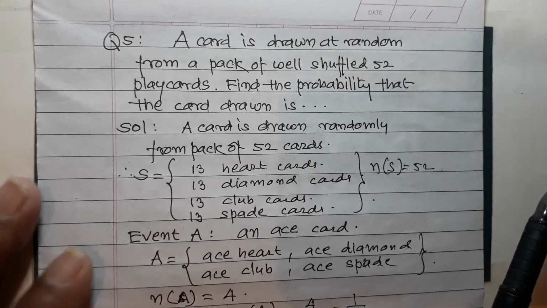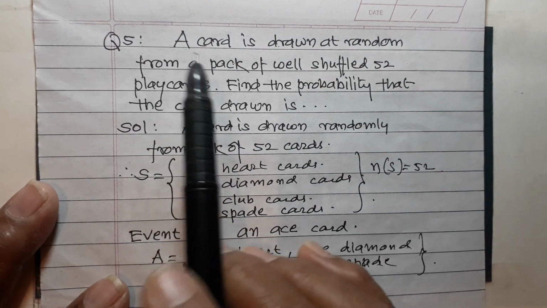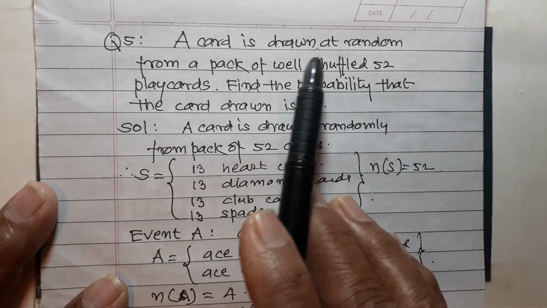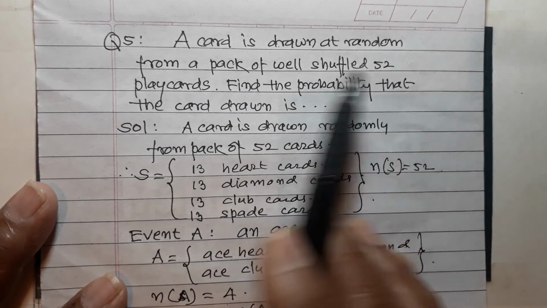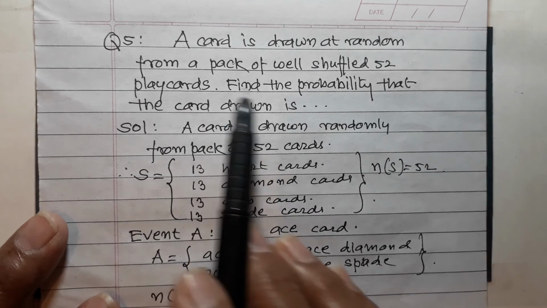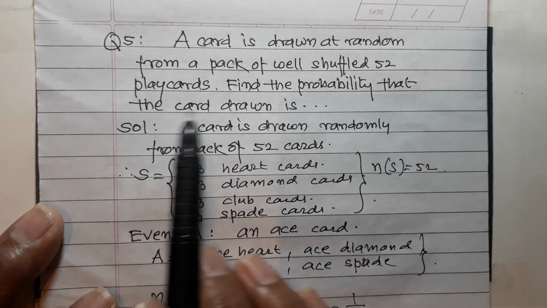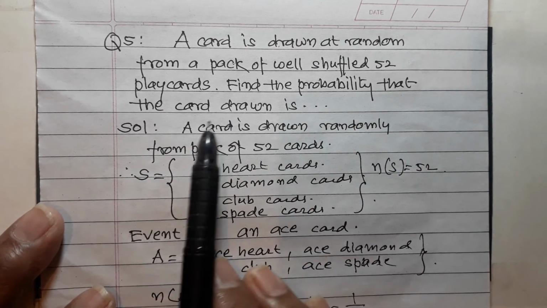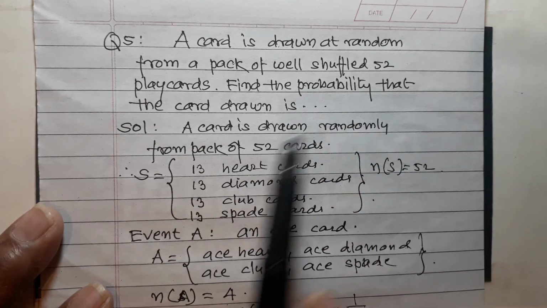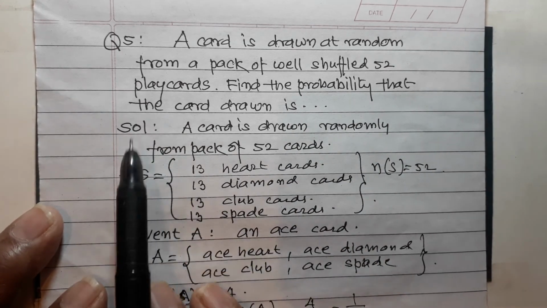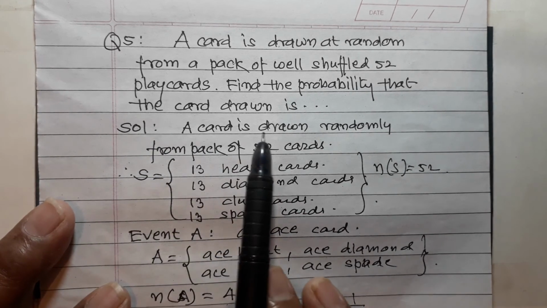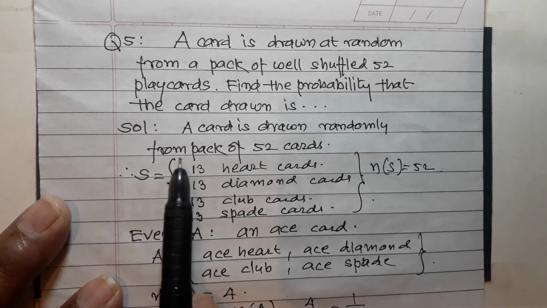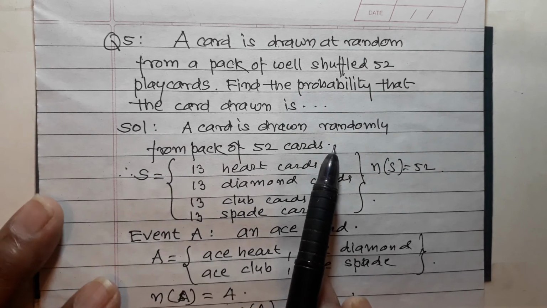Then I will try one more example. Question number 5. A card is drawn at random from a pack of well-shuffled 52 playing cards. Find the probability that the card drawn is, some events are given. So try to write down the solution. Solution, random experiment: a card is drawn randomly from a pack of 52 cards.